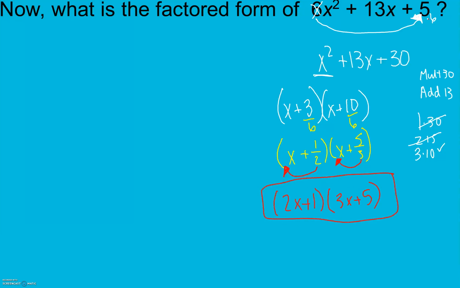Again, let's check it. Firsts, outsides, insides, and last, when we combine our like terms, 6x squared plus 13x plus 5, which checks with what we started with, so our answer is correct.